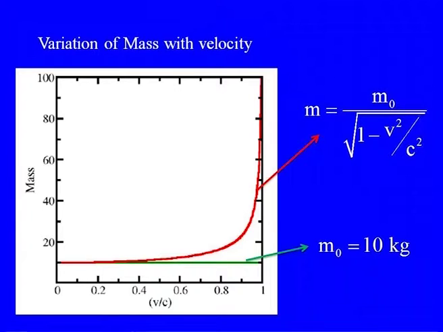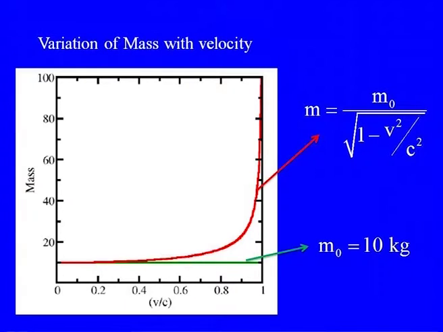Now if we consider a mass which is at rest, m0, to be, let's say, 10 kg. That's the green line. Whether you increase the velocity or not, that's m0, the rest mass, so that's 10 kg. But as you increase the velocity, see the red curve.